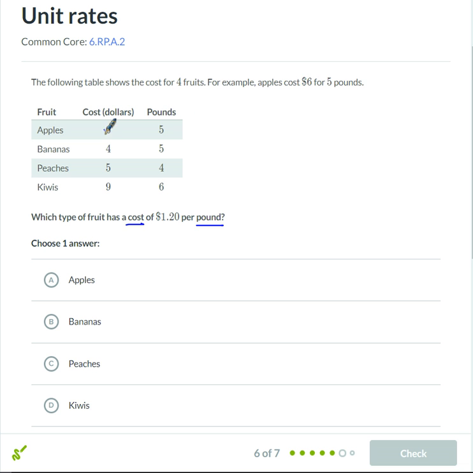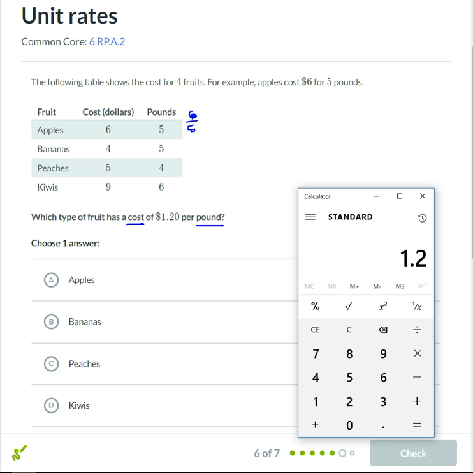So for all of these, I divide the cost by the pounds, and whichever one gives me $1.20, that's my answer. So here would be 6 divided by 5. And 6 divided by 5 is 1.2. And 1.2 is exactly $1.20 because that means that there's a 2 in the tens place. So 1.2, which is 1.20. So apples actually is my answer.